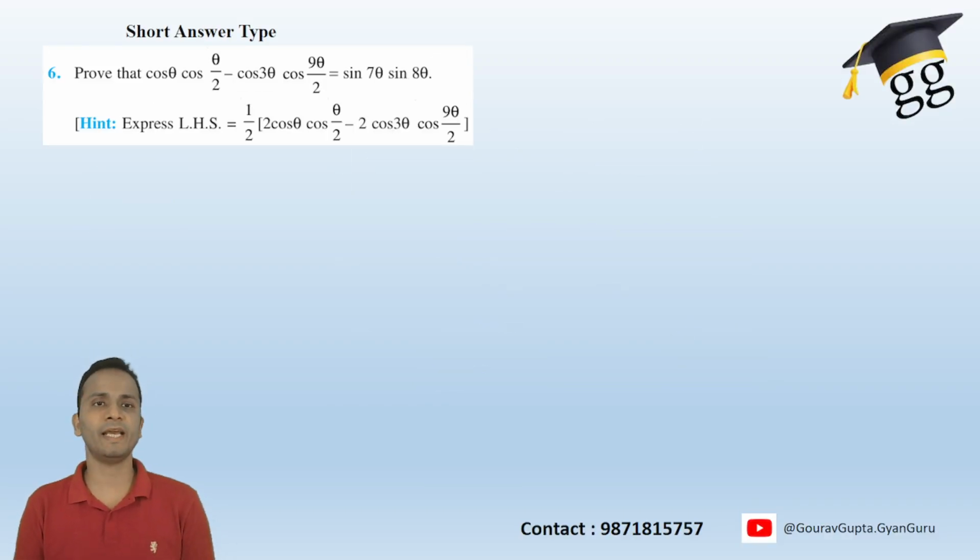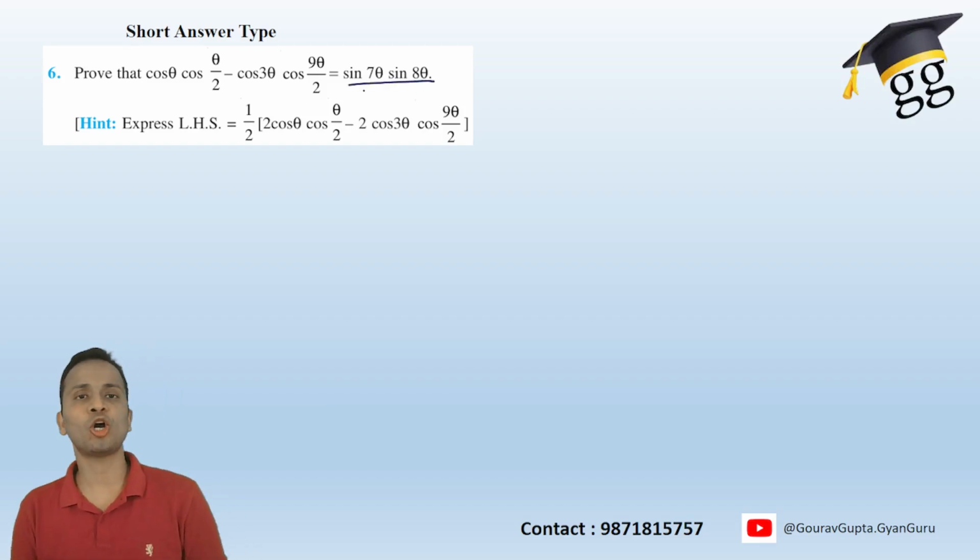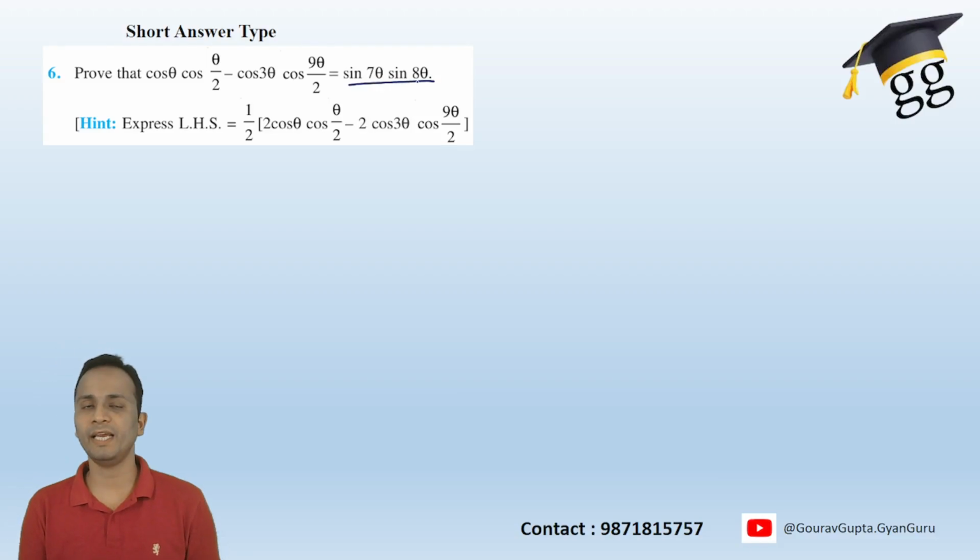Let's look at our next question, question number 6. Now in question number 6, there is an error given in the practice exercise. So the right hand side is wrong. Okay, it should not be sine 7 theta sine 8 theta. So I will solve as per the formulas, as per the logic, and we'll see what we obtain in the right hand side. Okay. So already they have given a hint.